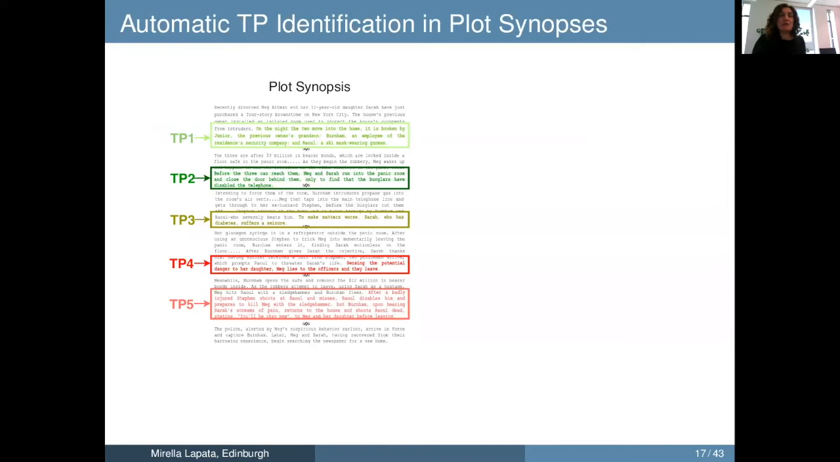Okay, so now let me talk about the modeling bit. The first task would be what you guys asked me: can you identify these turning points in these synopses? So first we're going to see if we can actually find them in the synopsis, and then we will see how we identify these turning points in screenplays. And once we've done that, we're going to move to video and see how we can summarize it.